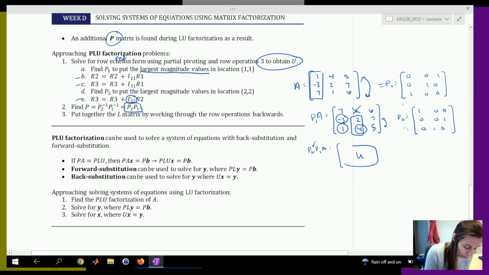So whatever we did here, we're going to do on our L. Then we're going to insert these ones in our 3-1 and 2-1 locations, and then do permutations on that one as well. So we need to work our way backwards. So it's not as straightforward as just plugging in our multipliers. We need to incorporate our permutations in L.